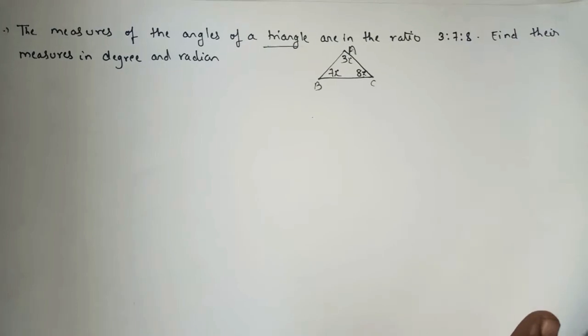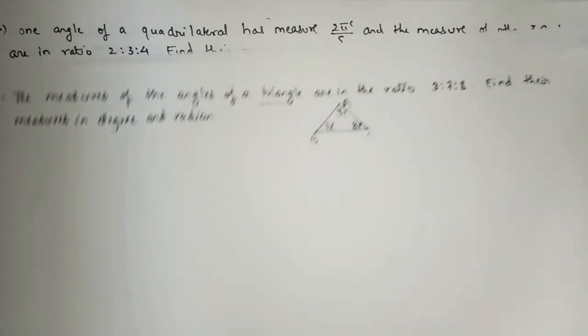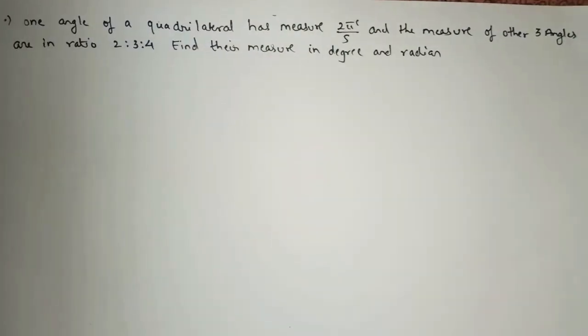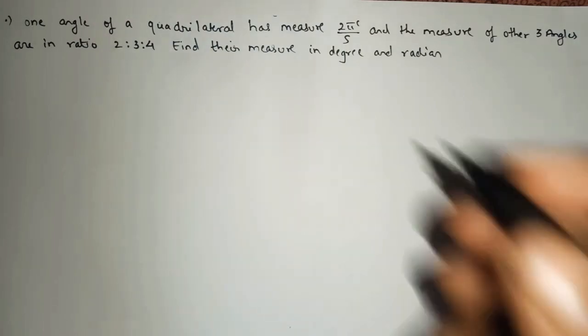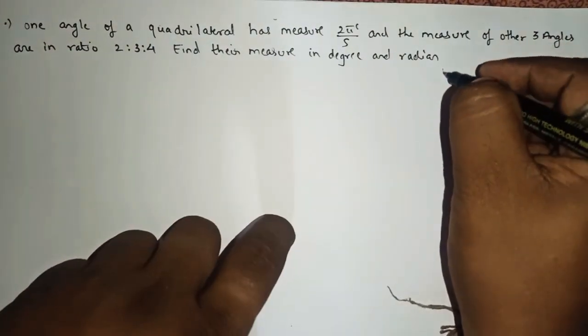So let's move on to the next example. Here the next question is what? One of the angles of the quadrilateral measures 2 pi by 5. Here it is clearly mentioned that it is a quadrilateral.